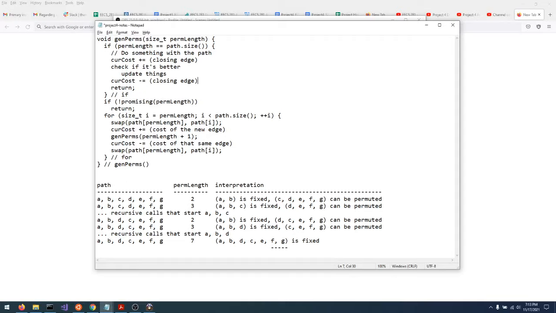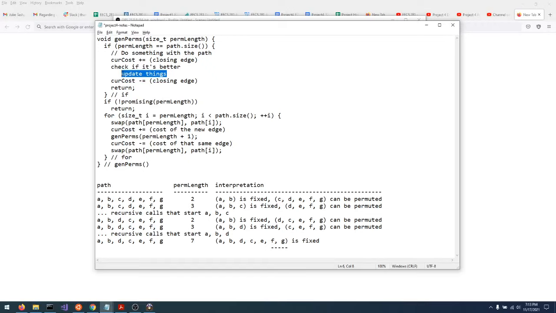When you get done with GenPerms, path is meaningless. Current cost should be 0 or really close to it. This is why, when we say update things, the best path I've ever seen and the best cost I've ever seen are super important. They get changed in the base case. When GenPerms is done and we're back to main or whoever called GenPerms, we don't look at path and current cost. We look at best path and best cost because those are the ones that got changed until they were the best. Then path gets changed all the time.